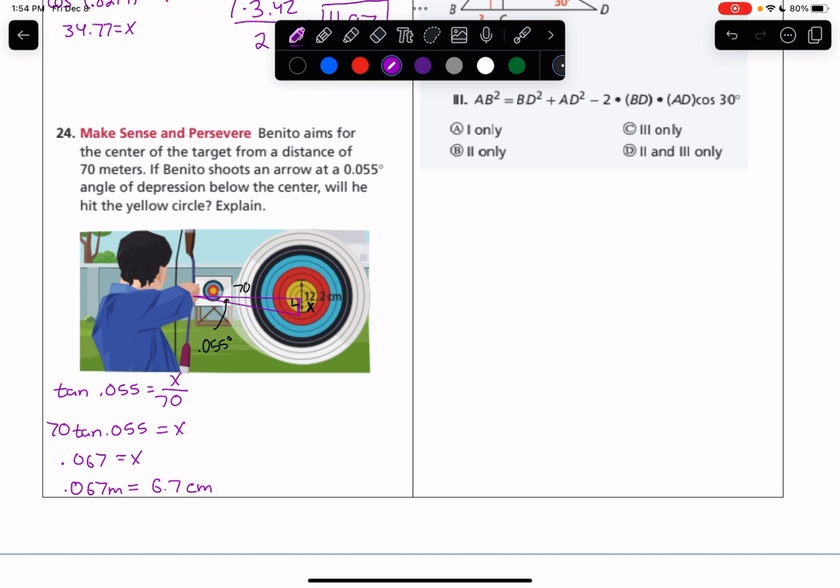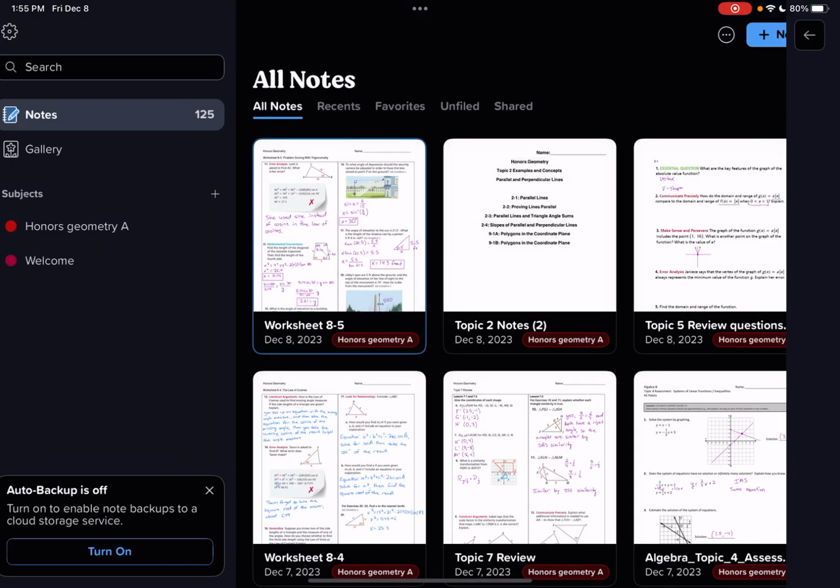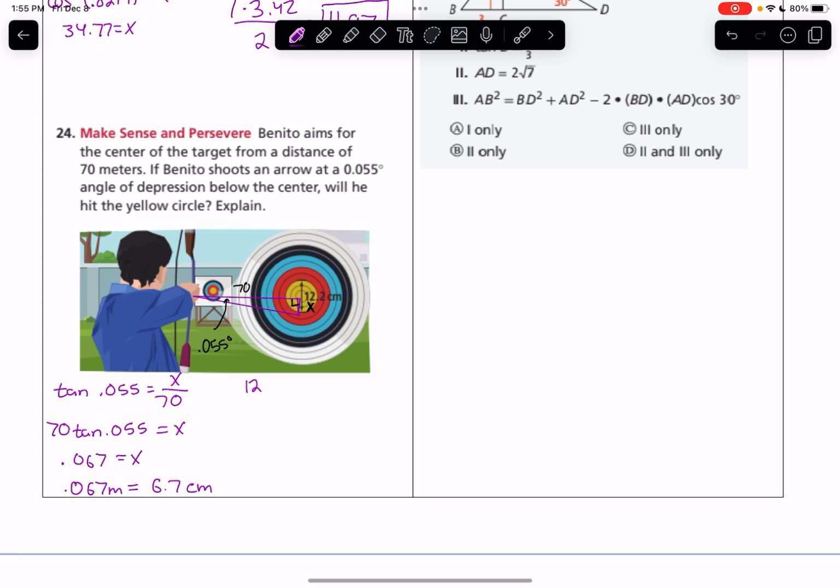So then we think, okay, if from the center of this circle he's down 6.7 centimeters, is that inside the circle or not? We'll take the 12.2 centimeters and divide that by 2. 12.2 divided by 2, that's 6.1. So the radius of that yellow circle is 6.1. If he's 6.7 centimeters away from the target, or from the yellow center, he will be outside the yellow circle. Sounds good.